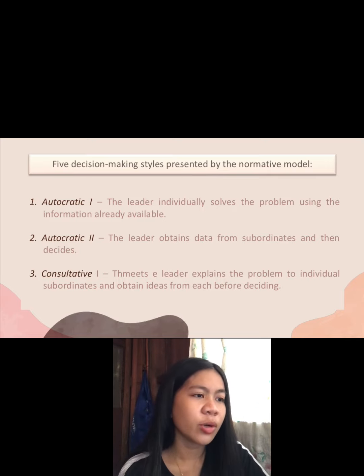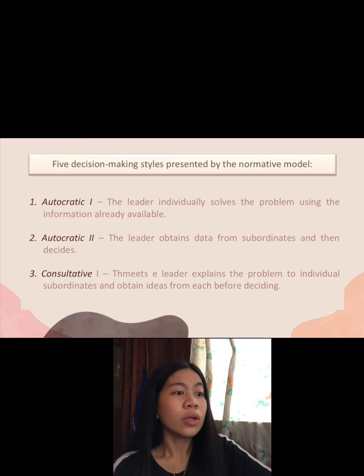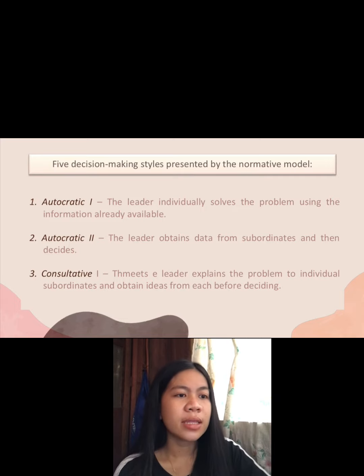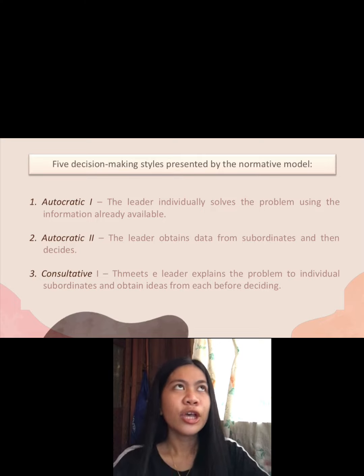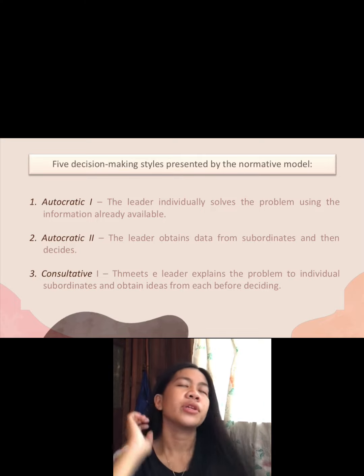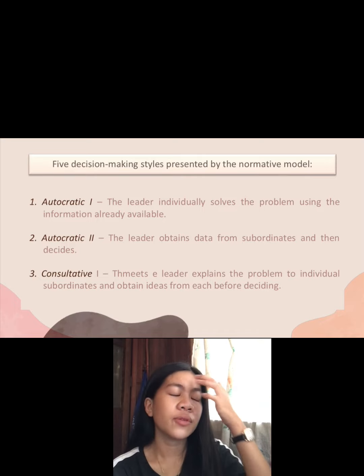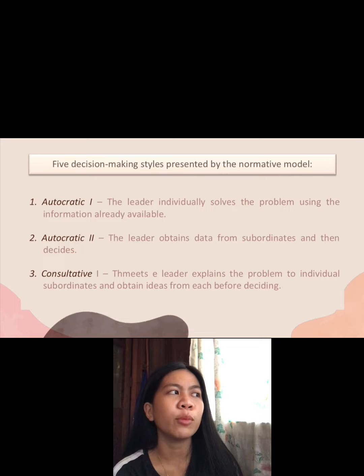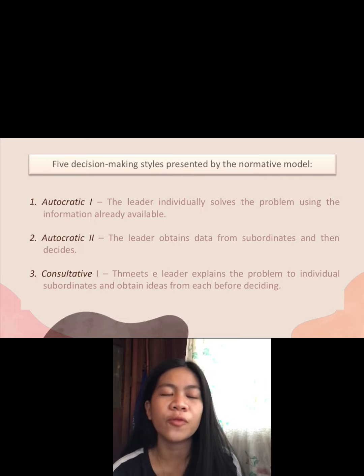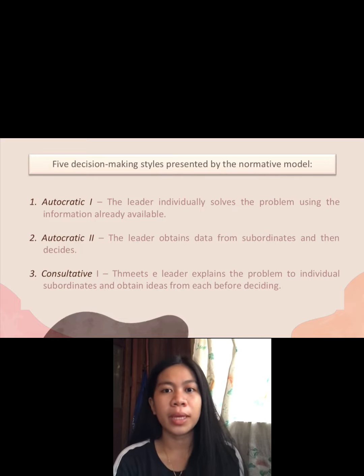The second is the autocratic leader. Number 2, the leader obtains data from subordinates and then decides. So unlike to the first one, no, ito naman yung leader na open for suggestions. He will use the suggestions of its subordinates so that he will be able to gather a lot of suggestions, a lot of informations in decision making.